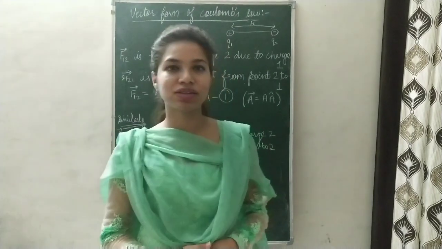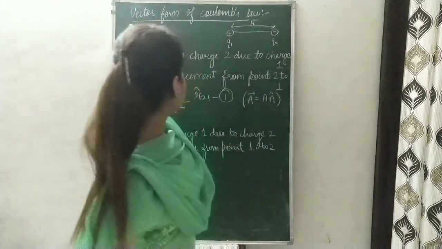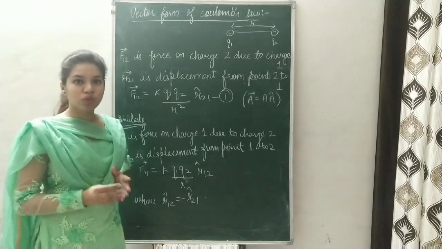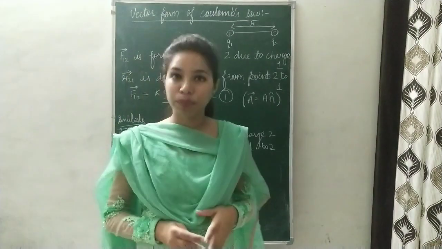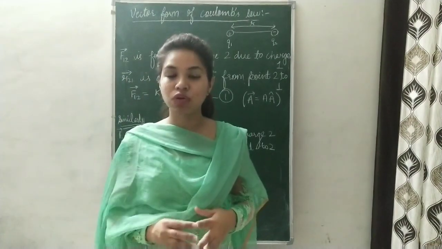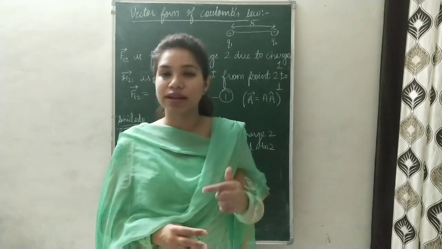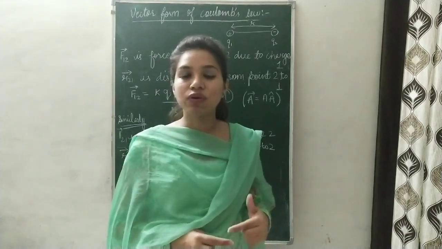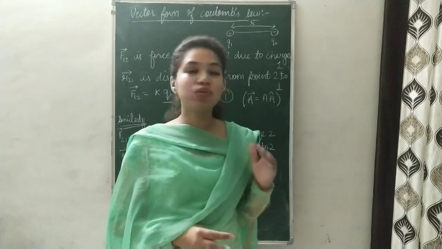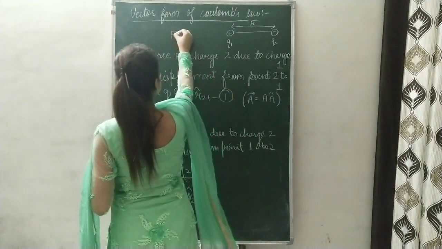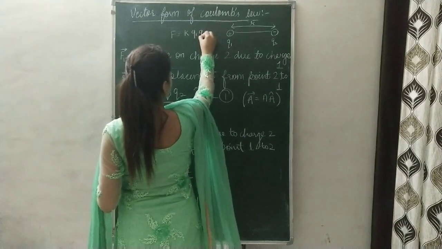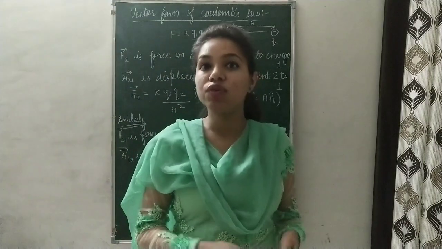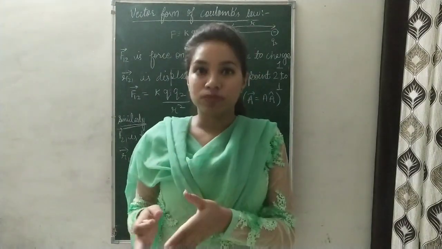Hello everyone, let's start today's video with the topic: vector form of Coulomb's law. Recently we had done Coulomb's law. What did it say? It said that the magnitude of electrostatic force of attraction or repulsion between two charges is directly proportional to the product of the magnitude of charges and inversely proportional to the square of the distance between them. So that was it: F equals K times Q1 Q2 by R square. That was only the magnitude form of the force. But in this video, we are going to cover the vector form of Coulomb's law.